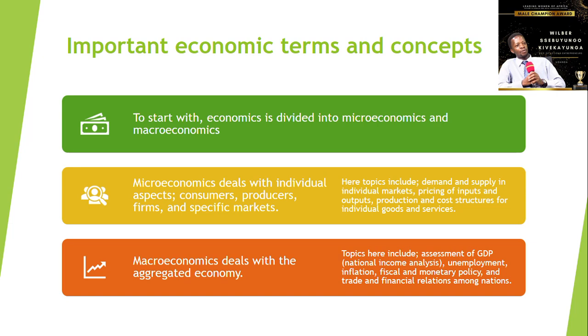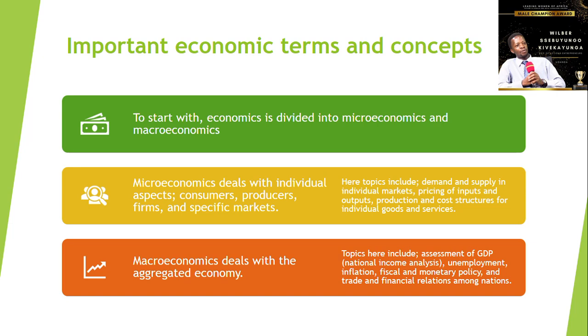So there are very important aspects here which we should note, and these are key concepts that you need to have. Economics is divided into two major components: microeconomics and macroeconomics. Microeconomics deals with individual aspects. For example, at the individual business level, we can look at production by producers and manufacturers.